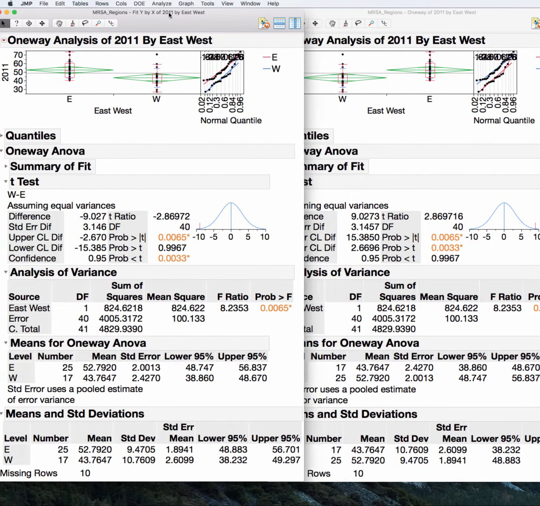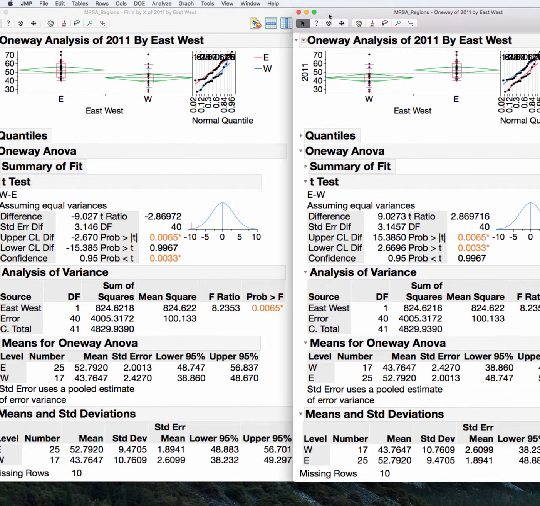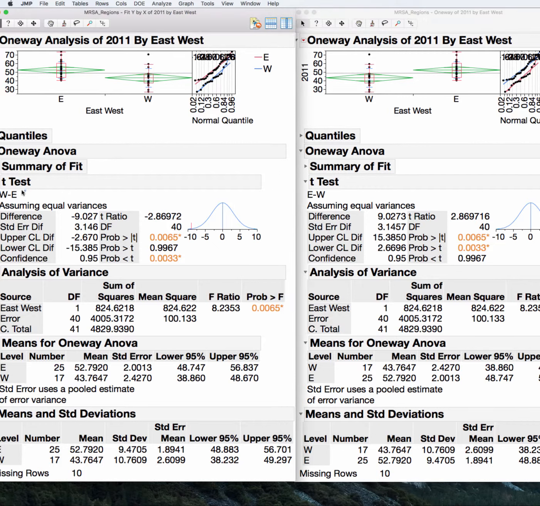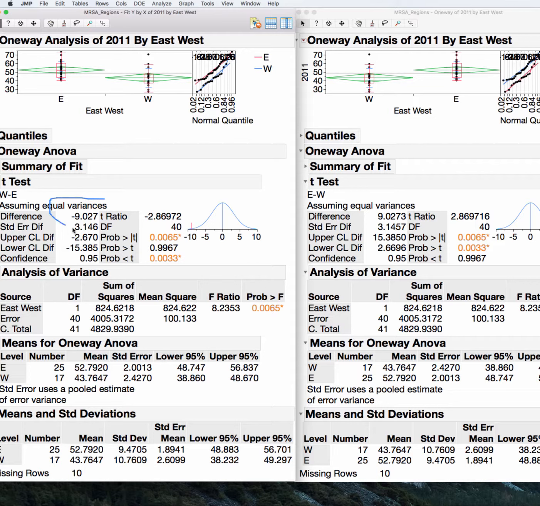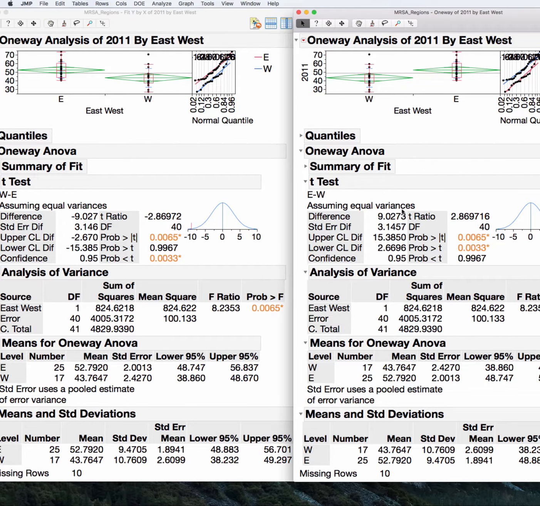But what I want you to see here is that, of course, you can see now that we have west minus east here on the left. We have east minus west here on the right. And what you'll notice is that our two-sided p-values are identical. The only difference here is that the difference in the percentage between the two groups is negative for west minus east, because west is 43.8 and east is 52.8. Whereas over here, east minus west, we're doing the larger minus the smaller, and that gives us a positive value.